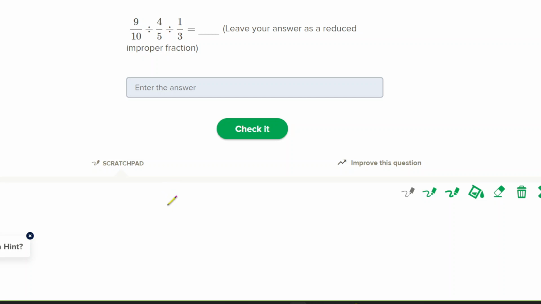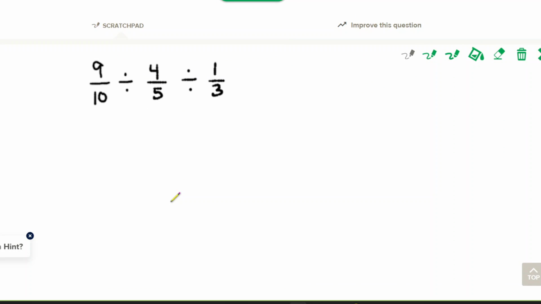So let me show what I mean. I'll write this out. The first fraction I'm not really going to do much with. It's going to stay as 9/10, 9 over 10. And then we have divided by 4/5. And then we have divided by 1/3. So as I was saying, all these division symbols we can rewrite as multiplication by the reciprocal. This is the same thing as 9/10 times 5/4. And then you have this divided by 1/3. That's the same thing as times 3/1.